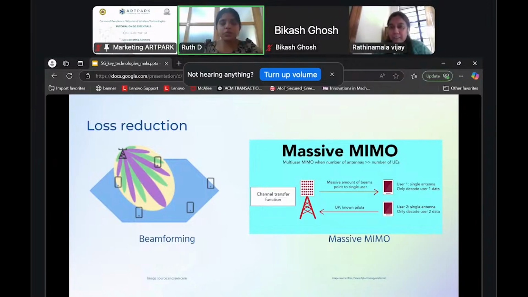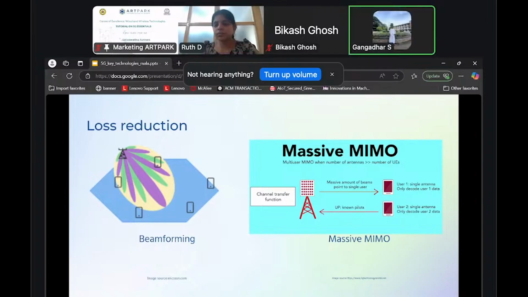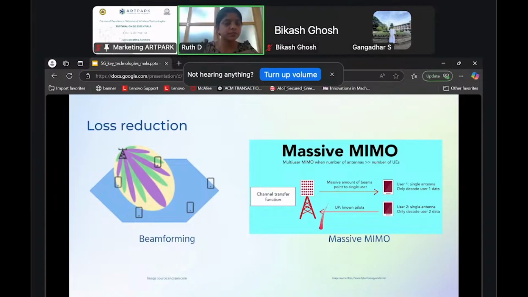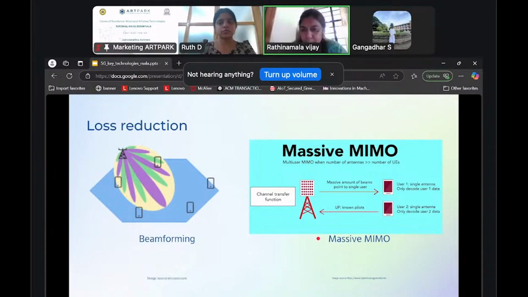Do we have any more questions? Hello, ma'am. Yes, Gangadhar, you're audible. In beamforming in 5G, does the signal pass through obstacles like buildings, trees, and vehicles? Can you be a little louder? In beamforming in 5G, does it pass through obstacles like trees, buildings, and vehicles?